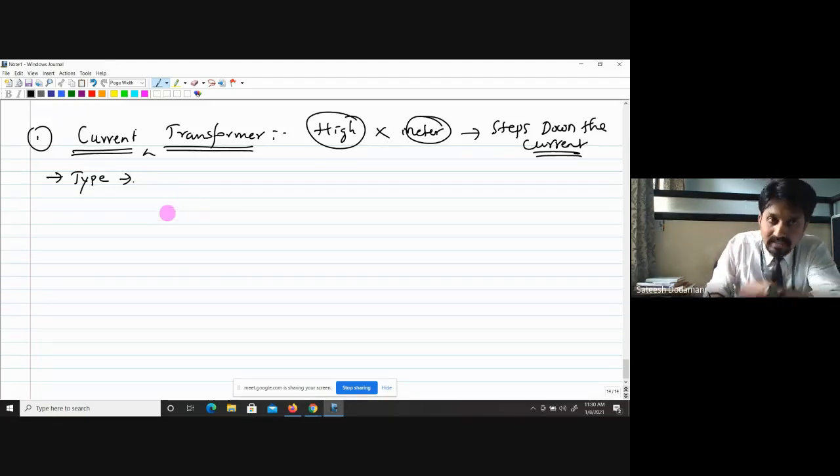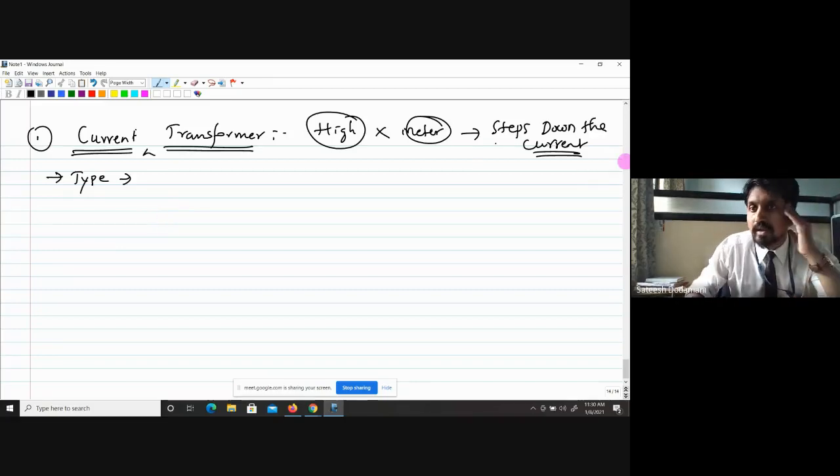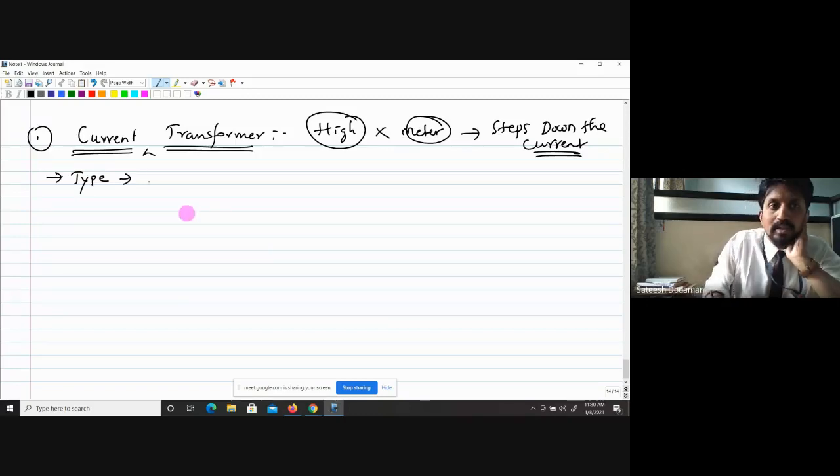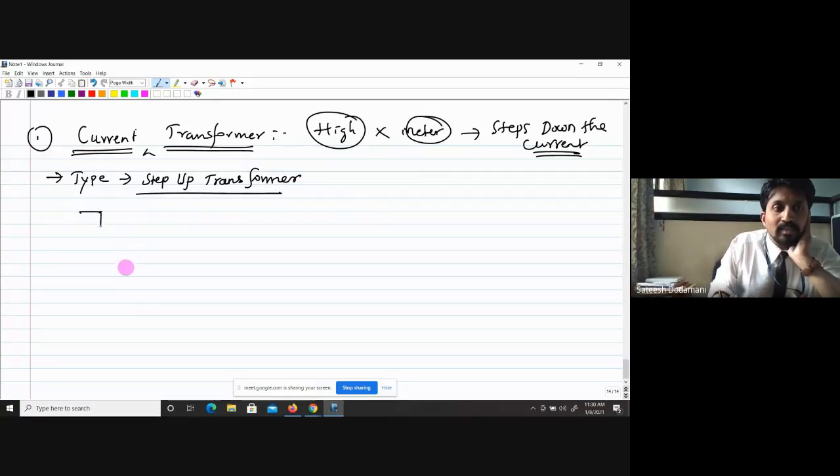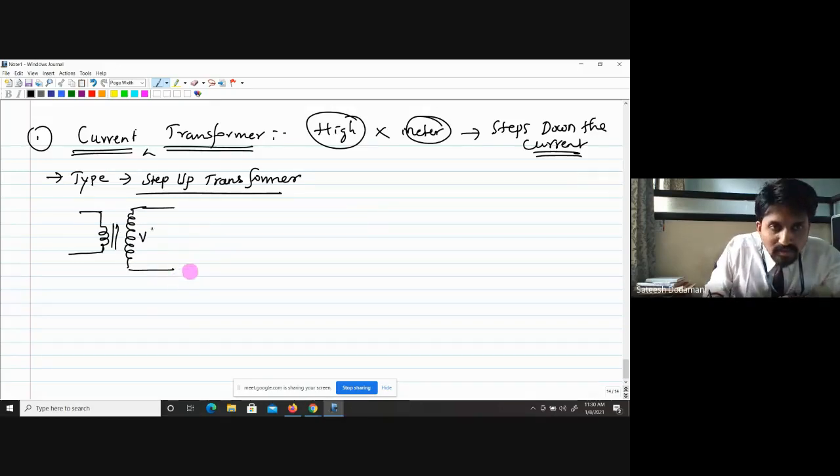Now, when we talk about step down and step up, it is in terms of voltage, never in terms of current. Here we have to bring the current down. So which type of transformer do I have to use here? Step up. Yes, very good. We have to use a step up transformer, which means the primary will have very few turns and the secondary will have a very high number of turns, so that the voltage will be high.